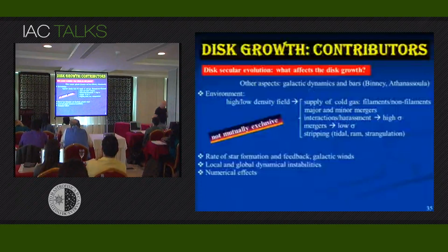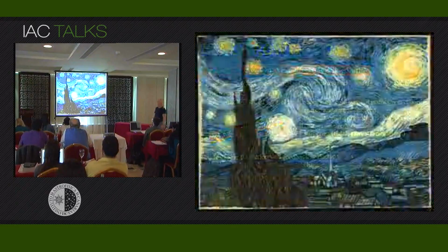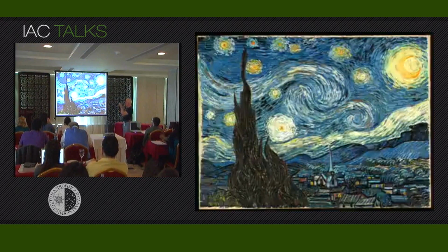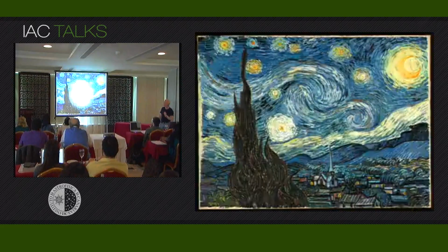The second thing is the rate of star formation and feedback. That would definitely affect the system: how much mass the system is capable of losing in collective efforts by generating galactic winds, of course. Then local and global dynamical instabilities. The list is quite long. And then, of course, what affects the evolution in our universe are the numerical effects.